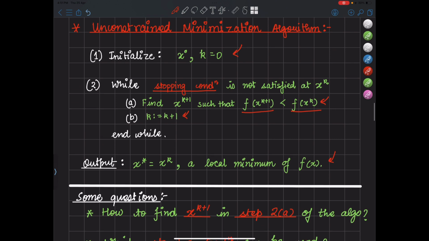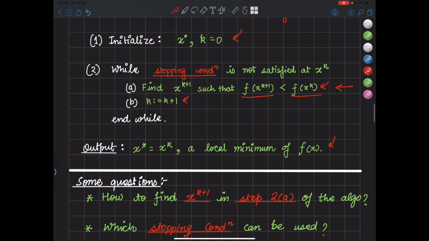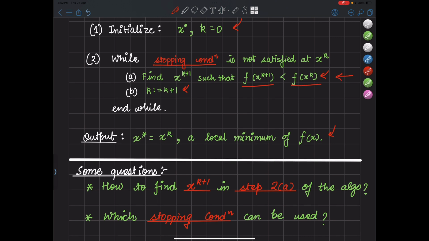But there are certain questions that this algorithm triggers. How do we find xk plus 1 in step 2a? Second, which stopping condition can be used? What is a good stopping condition? As we discussed earlier, the first order necessary condition is generally used as a stopping condition. We'll look at it later.